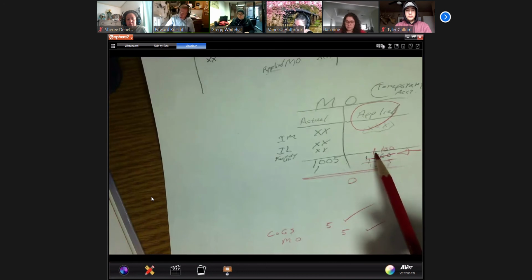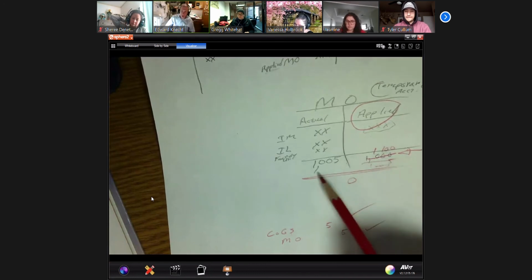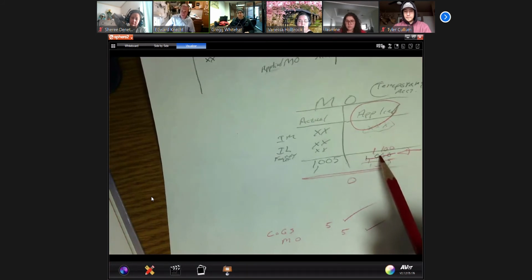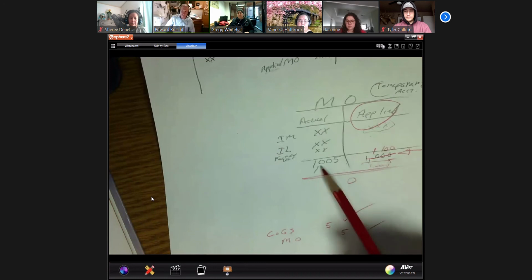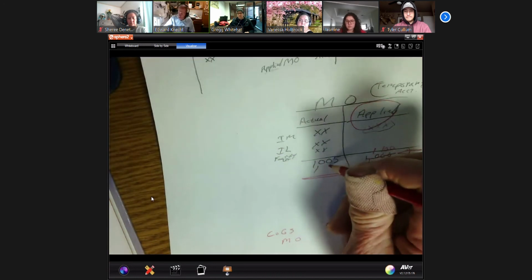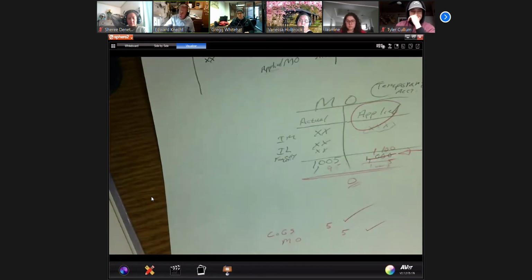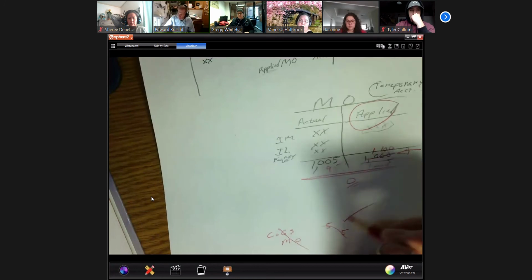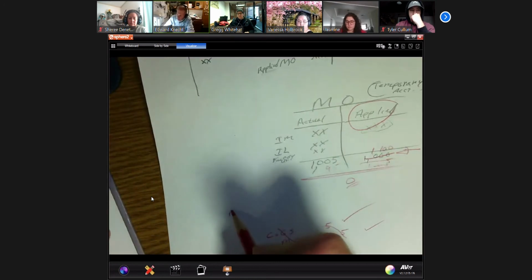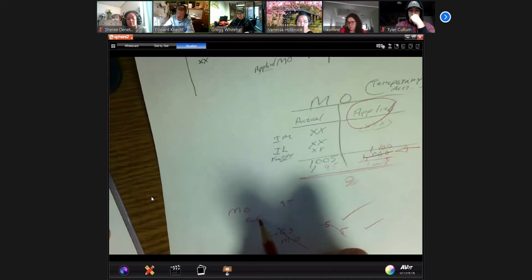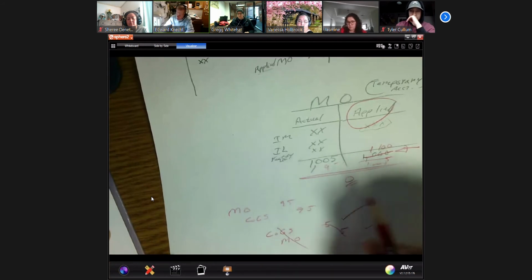In the second case, where we applied 1,100 and actual is 1,005, we applied $95 more than what the actual was. So then we would have to debit the account to get to zero now. And so what would happen in the adjusting entry? We would have to debit manufacturing overhead 95, and we'd have to reduce cost of goods sold 95, credit.